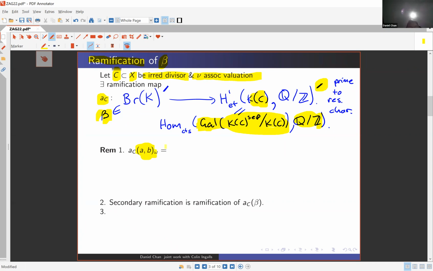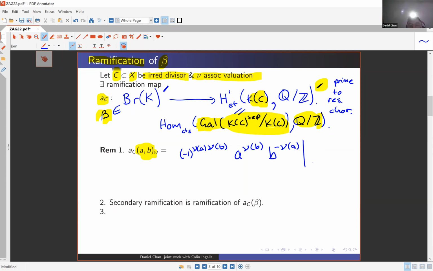And here it's quite simple to see what's going on. So let's do that right now. The formula here, I'm just going to write it as a formula firstly. It has to involve the a and b, and it also involves this nu. So it's going to be (-1) to the nu of a times nu of b. And then you look at a to the nu of b times b to the minus nu of a.